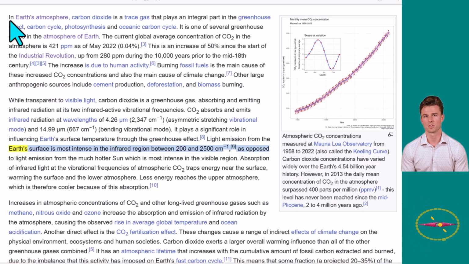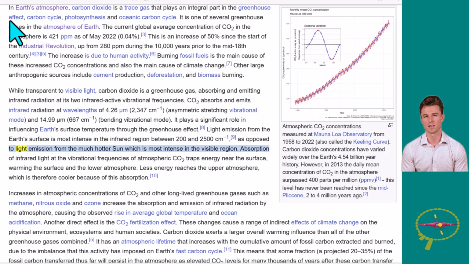Light emission from the Earth's surface is most intense in the infrared region between 200 and 2500 cm-1, as opposed to light emission from the much hotter sun, which is most intense in the visible region. Absorption of infrared light at the vibrational frequencies of atmospheric CO2 traps energy near the surface, warming the surface and the lower atmosphere. Less energy reaches the upper atmosphere, which is therefore cooler because of this absorption.